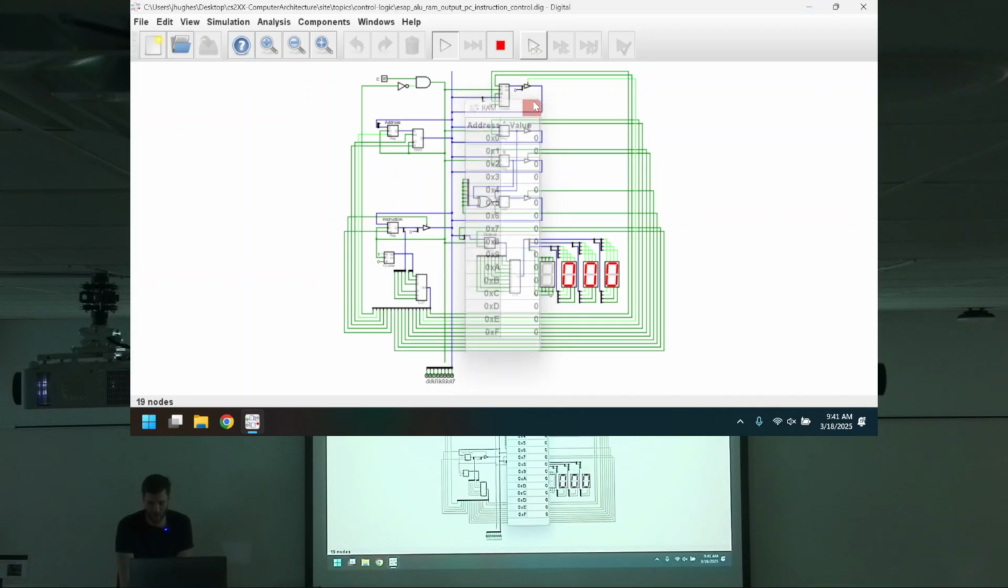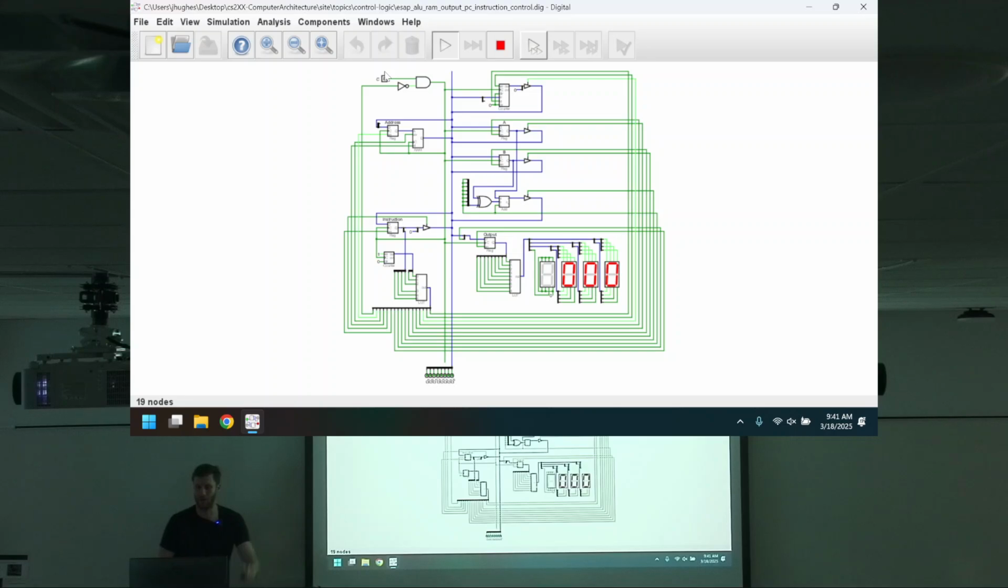Perfect. We have nothing in RAM. Okay? Now, if I start clicking, I'm going to hit the clock pulse. What should happen? Well, a bunch of no-ops are going to happen. Here's why. Fetch starts. Why does fetch start?